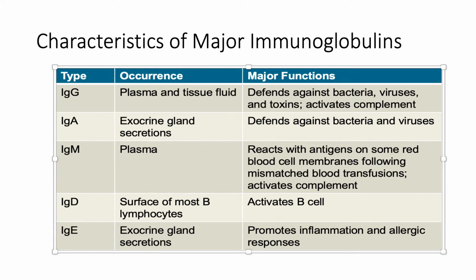Immunoglobulin D is on the surfaces of most B cells, especially those of infants. Immunoglobulin D acts as an antigen receptor and is important in activating the B cells. Immunoglobulin E appears in exocrine secretions with immunoglobulin A. It is associated with allergic responses.